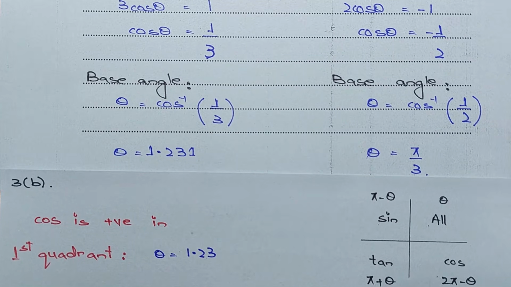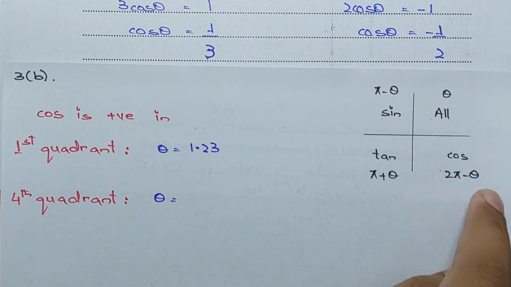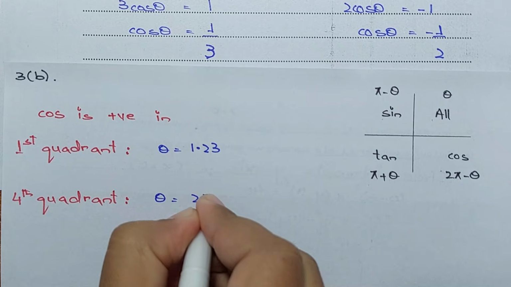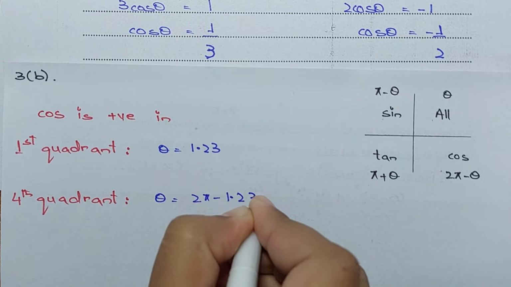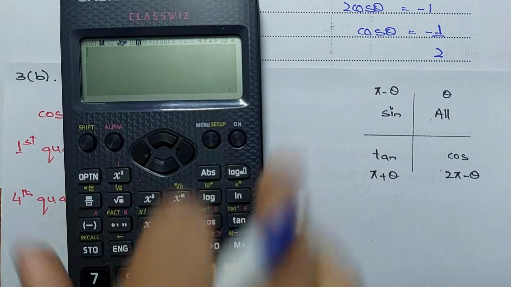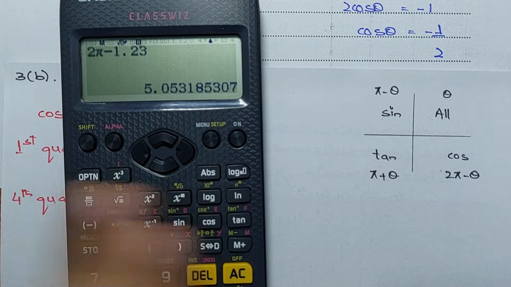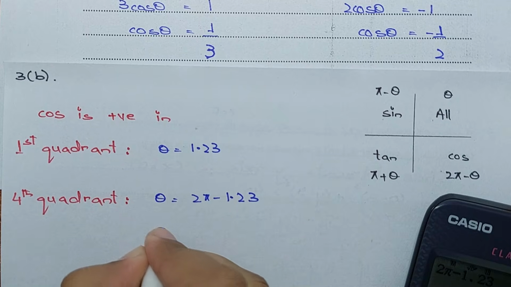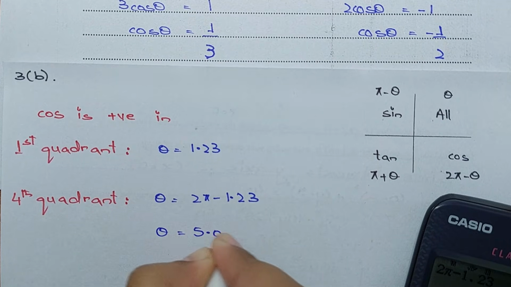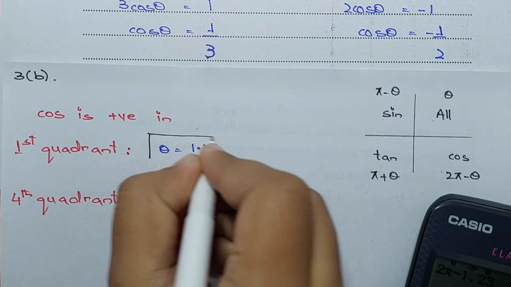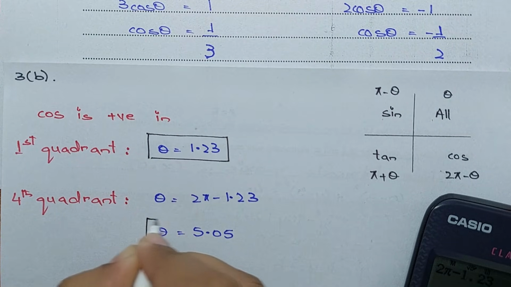Now for the fourth quadrant, what is theta? Theta is 2 pi minus the base angle. Let me figure out 2 pi minus 1.23. This is 5.05. So here theta is 5.05. So these are the two solutions when cos is positive.